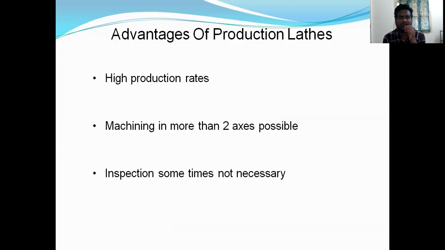Inspection is sometimes not necessary, right? In production lathes, sometimes there is no human intervention. There is no need of skilled labor. Everything is done by the operations automatically or based on the program. So we don't need human intervention, and we get accurate and precision products, good products. Because of that, inspection is not necessary all the time. We can check randomly, or we can avoid the inspection sometimes.